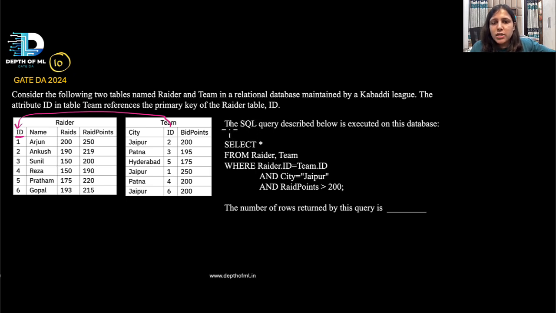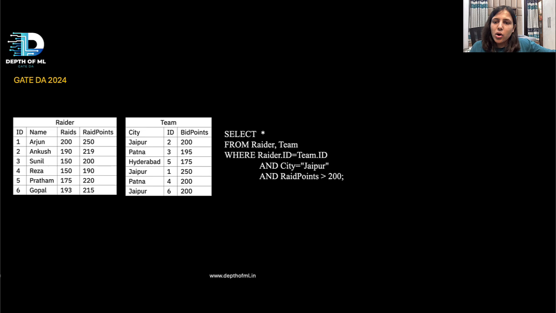Now they are asking us: the SQL query described below is executed on this database. So they are executing this particular query and they are asking us to find the number of rows returned by this query. Okay, so let's do the query on this and try to find it. So what is this query doing? It's saying select star from radar and team where radar ID is equal to team ID. So this is the join condition, right?